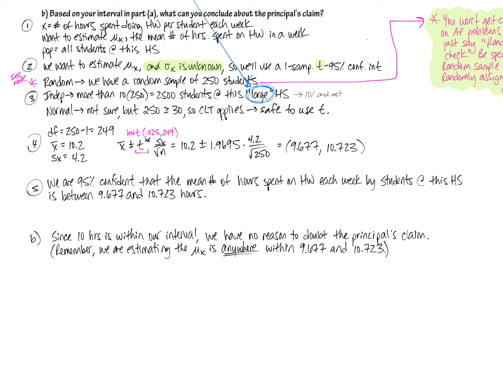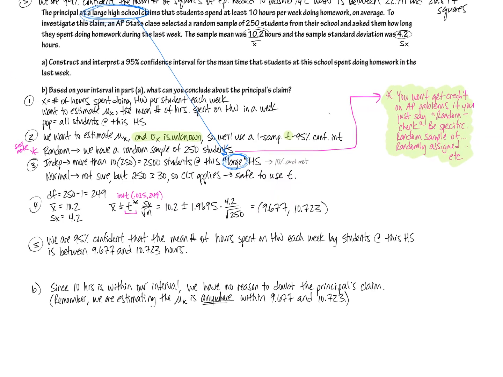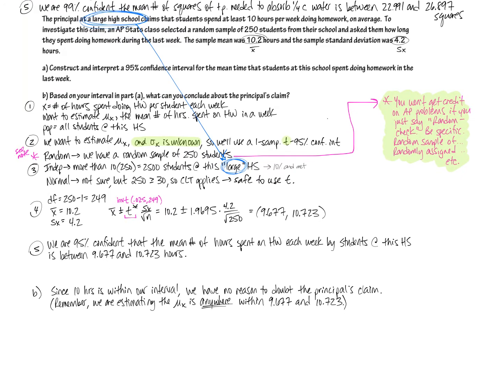Letter B is asking us, based on our interval, what can we conclude about the principal's claim? And so the principal claimed what? Let's go up and reread the problem. Principal claims students spend at least 10 hours per week doing homework. What do you guys think about that? Here's the interval we came up with. Is the principal lying? Is he true?